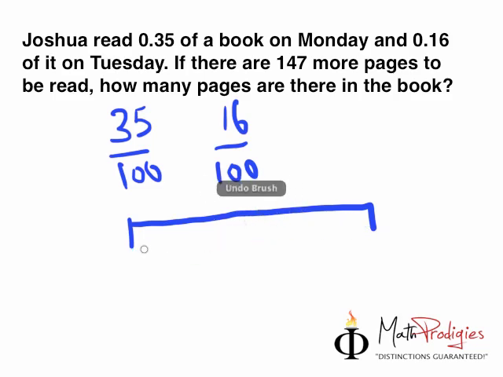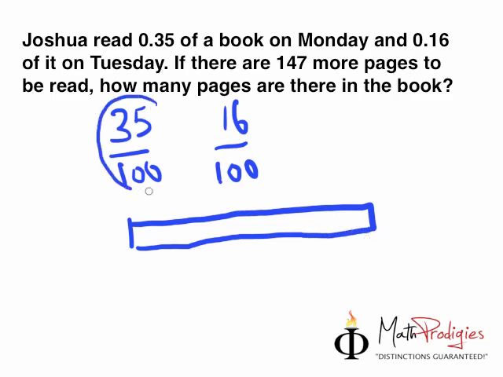Oops, that's really bad drawing. Let's slowly do this, and we're good. Okay, so for the first one, it says 35 out of 100. So let's draw that for Monday, okay? Let's say 50 is around here, 35 should be somewhere here. So this is Monday. And 16 is somewhere here. This is Tuesday. And then there are 147 pages left.